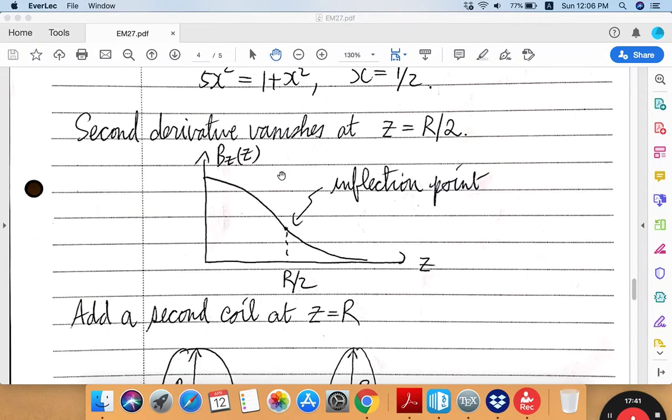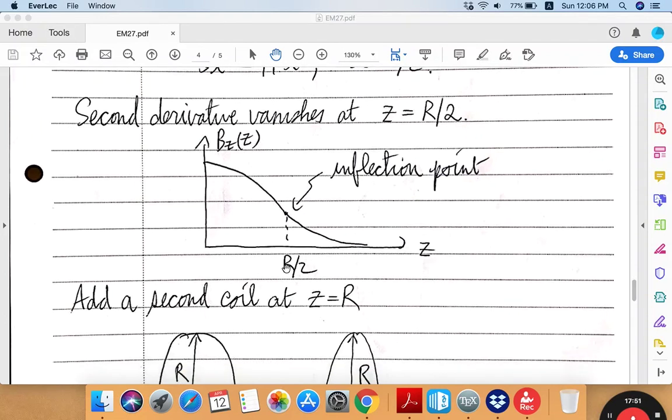Okay, so revisiting this magnetic field versus the distance z graph, what happens is that when the distance is half of the ring radius, the second derivative of this function vanishes. And that means that in some sense, the magnetic field variation becomes rather slow right around this point of inflection.